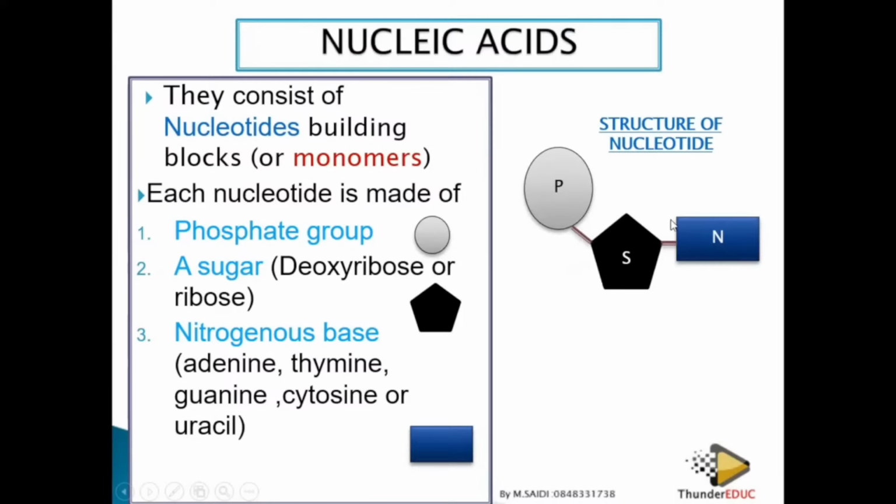In the exam, you don't need to shade this. How do you draw it? You just draw it like this: P, S, and N, depending on which type of nitrogenous base, so that it will take the shape. However, even if you draw it as a rectangle, it is still fine. But the sugar must have 5 sides because it is a pentose, and the phosphate must be a circle. So that's how you can draw it in the exam.